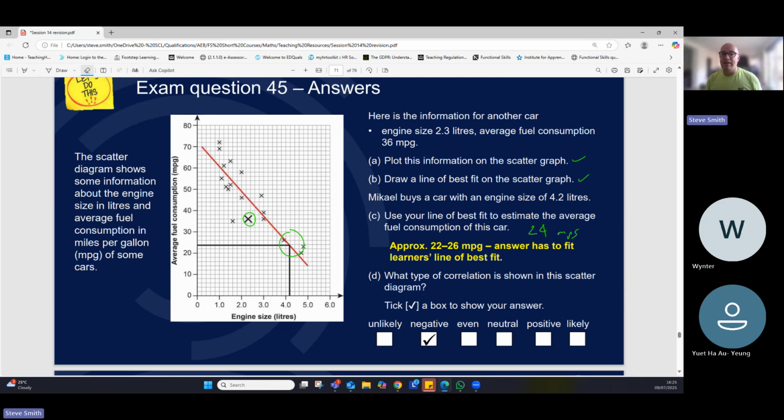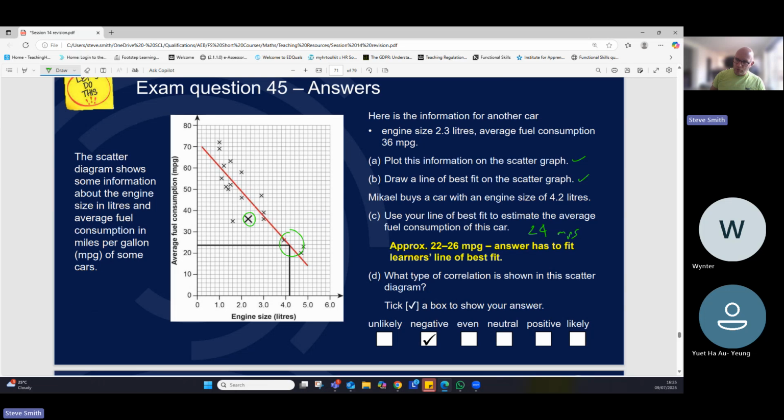There's no exact answer when it comes to drawing a line of best fit, so they give you some leeway. If your line of best fit had been quite steep, it would have hit the line a bit lower, at 22, and they would have accepted that. If it had been a little bit flatter, it would hit a bit higher. So they're giving you leeway in between.